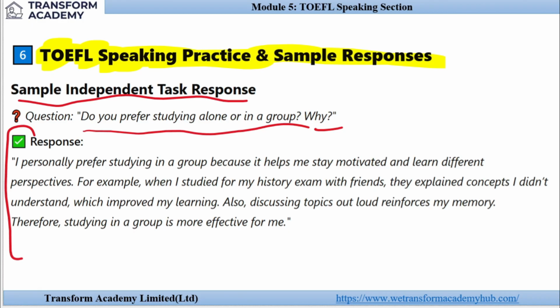I personally prefer studying in a group because it helps me stay motivated and learn different perspectives. For example, when I studied for my history exam with friends, they explained concepts I didn't understand, which improved my learning. Also, discussing topics out loud reinforces my memory. Therefore, studying in a group is more effective for me.